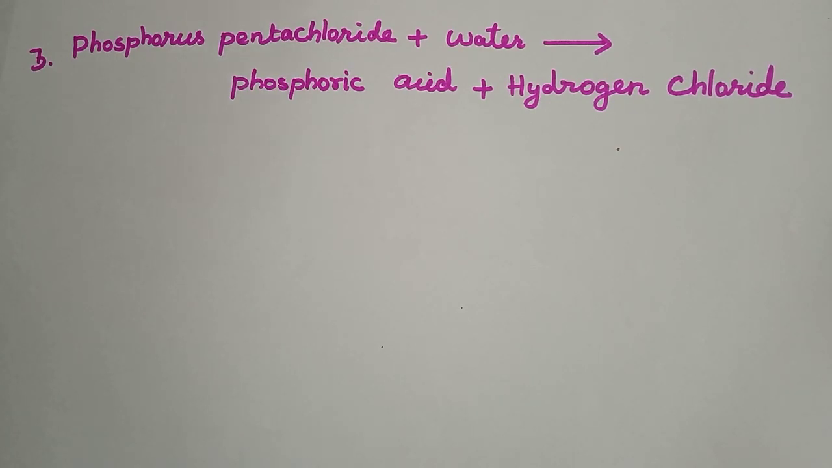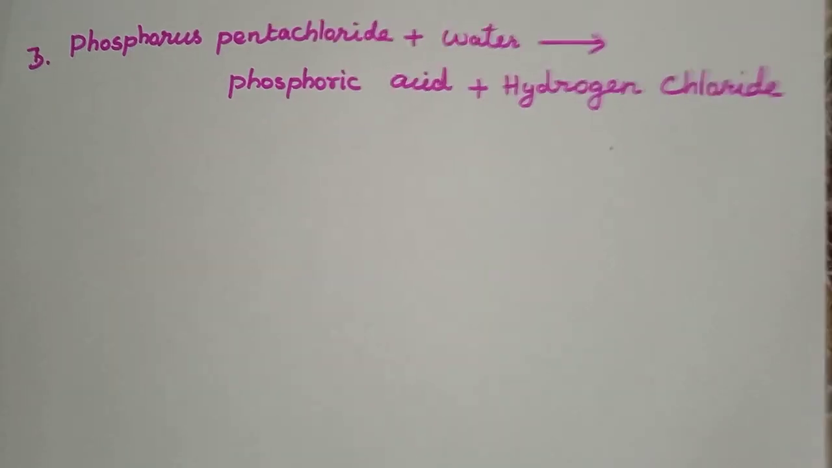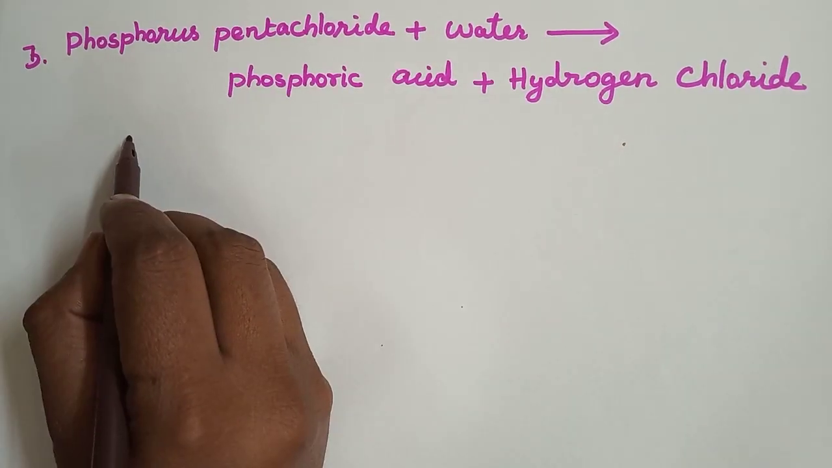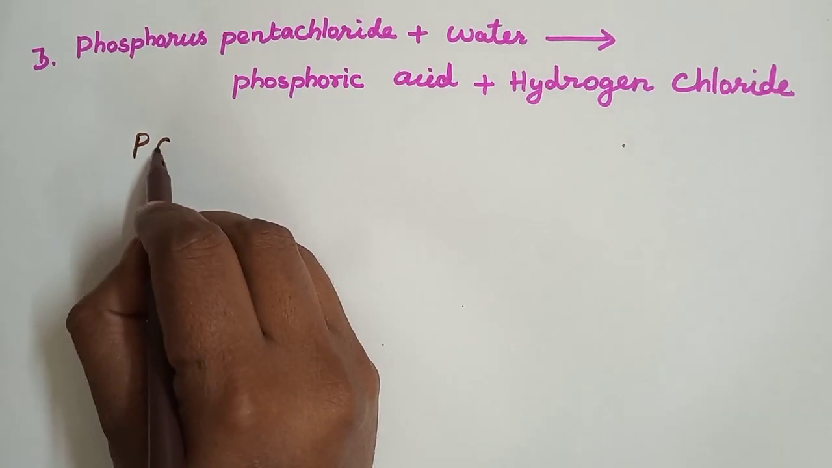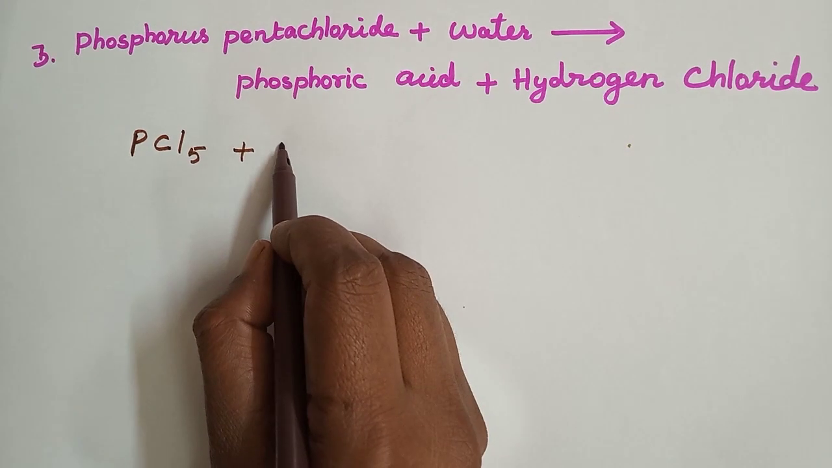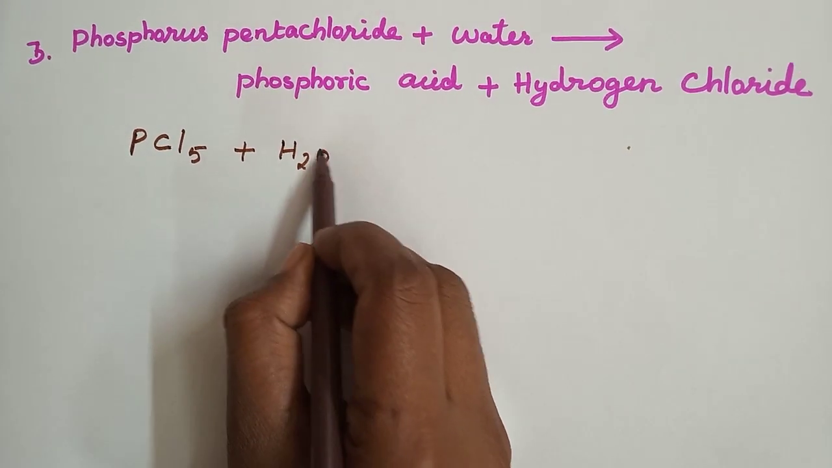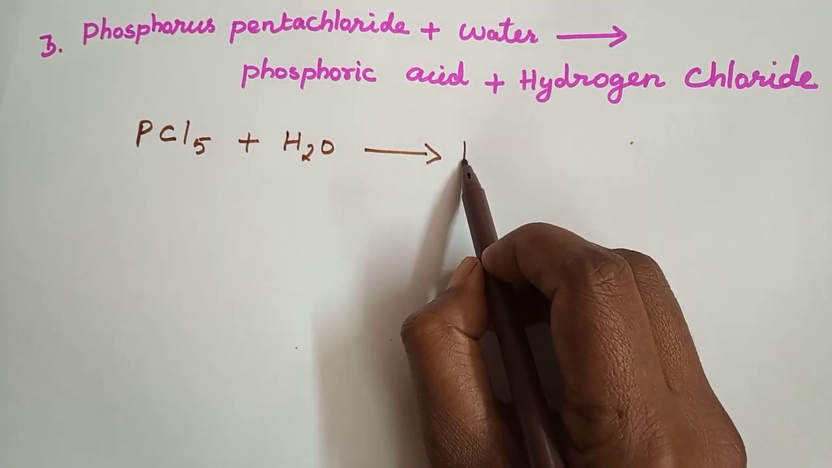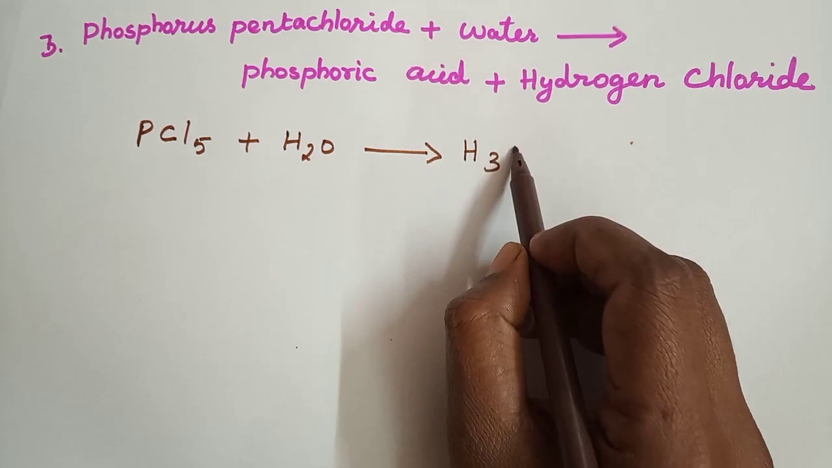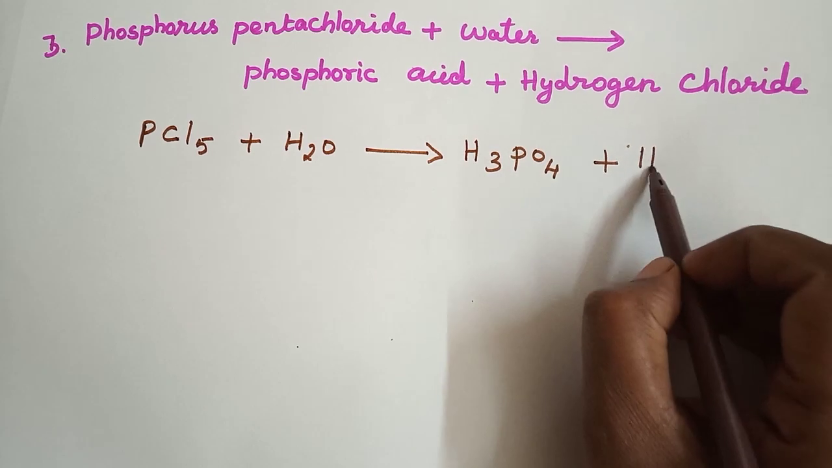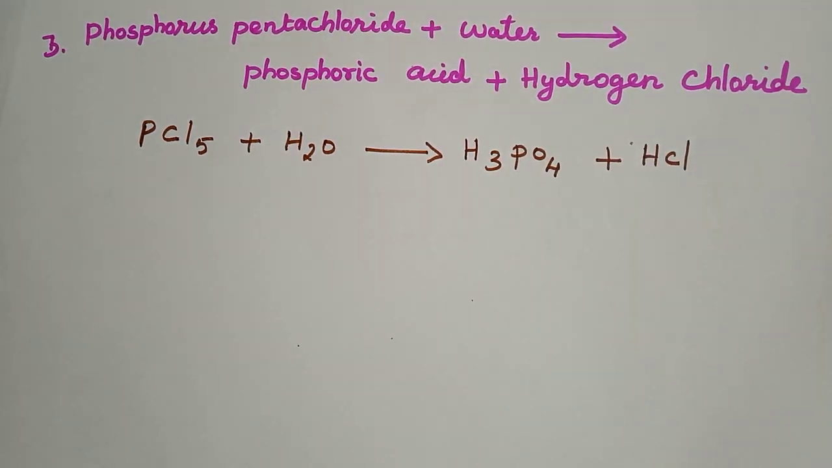Next. Phosphorus pentachloride plus water gives phosphoric acid plus hydrogen chloride. So how can we write that? Phosphorus pentachloride. Penta means 5. So how can we write? Phosphorus pentachloride. Okay. Plus water, H2O, gives phosphoric acid. Phosphoric acid means what? H3PO4. Phosphoric acid plus HCl. Understood? This is a symbol equation.